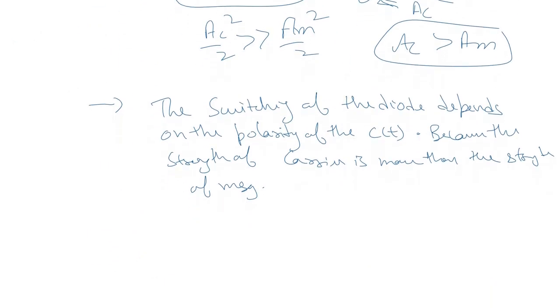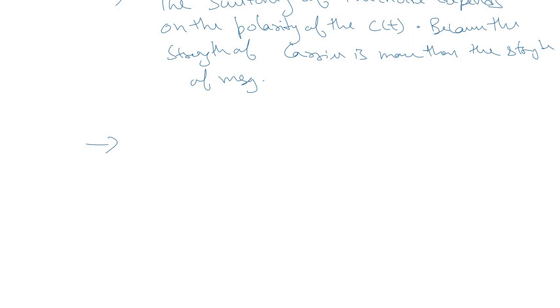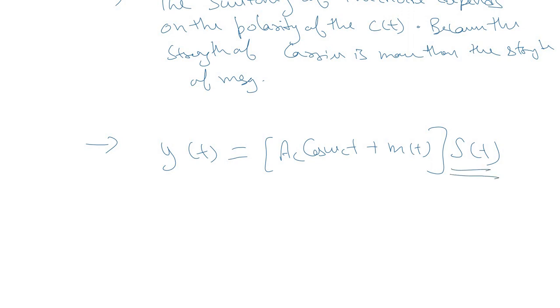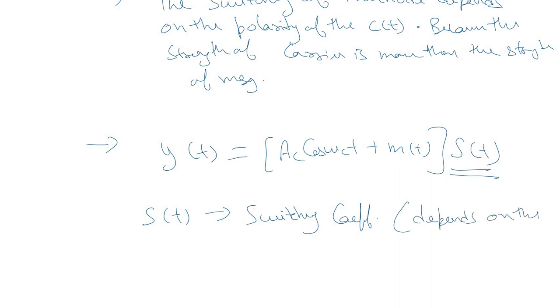Alright, so the resultant signal from the diode, that is y(t), will be equal to Ac cos omega ct plus m(t), which is the sum part, into s(t). This s(t) is the coefficient introduced by switching, the switching coefficient introduced due to the diode. So this s(t) is nothing but your switching coefficient, and that is introduced due to the carrier signal and depends on the carrier signal only, because the diode switching takes place due to carrier, so the switching coefficient will also depend on the carrier.